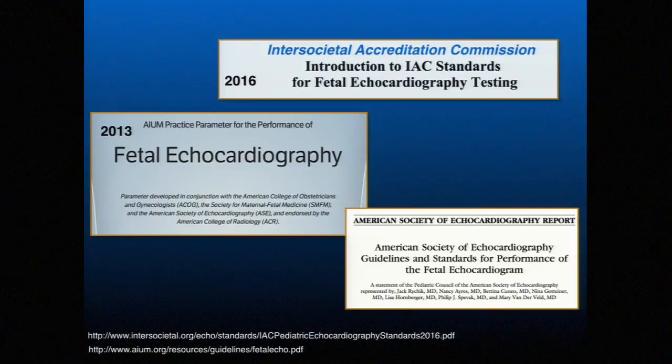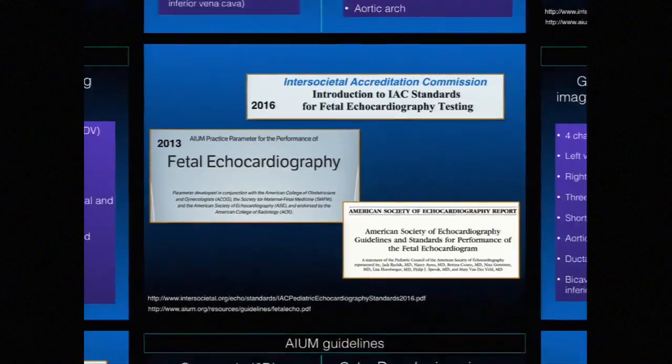And ASE is also involved in creating these guidelines. I do come from an MFM lab, and our lab is AIUM accredited, so much of my protocols are based around that, but they mirror each other pretty well, looking at IAC as well as AIUM.